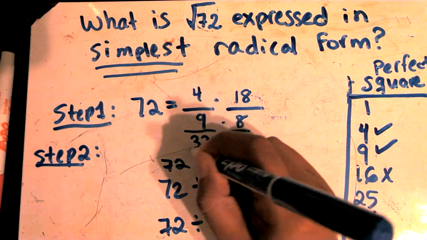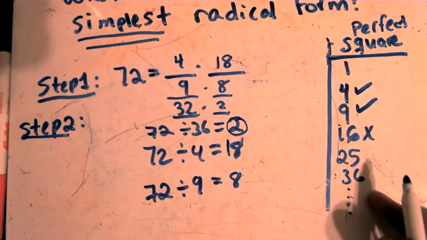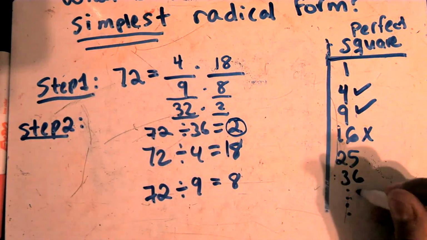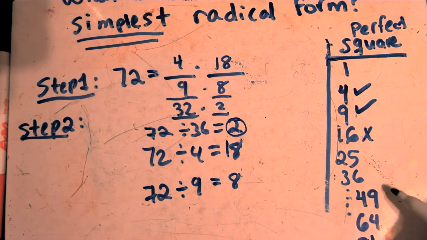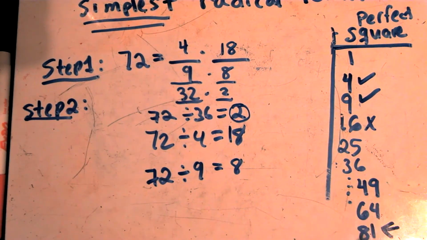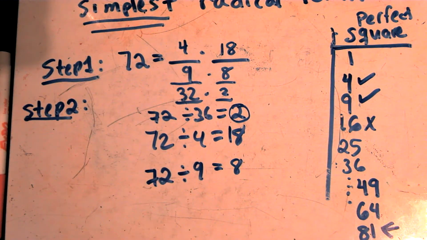36 times 2. Now if I were to continue going down the line, I'm not going to find any perfect square that goes into 72 evenly. At some point we'll have 49, then 64, and then 81. By the time we get to here, we can definitely stop because 81 is bigger than 72, so it could never be a factor of 72.